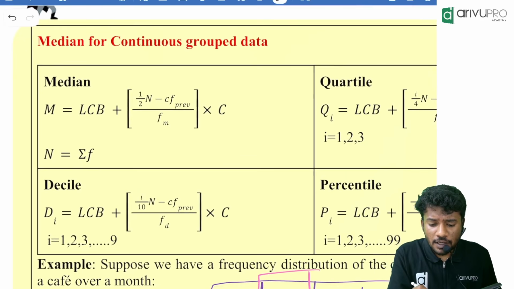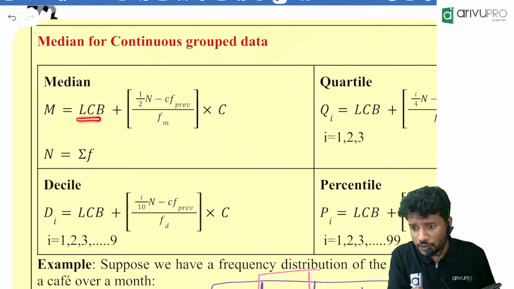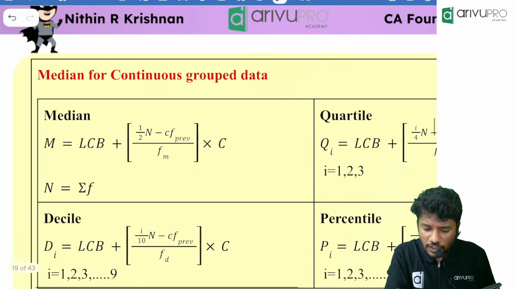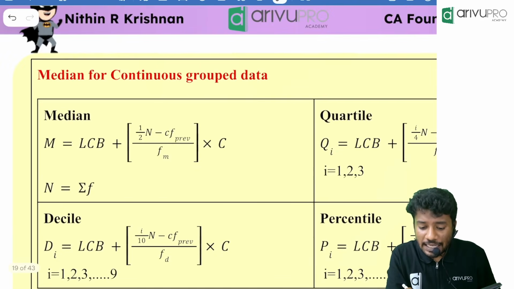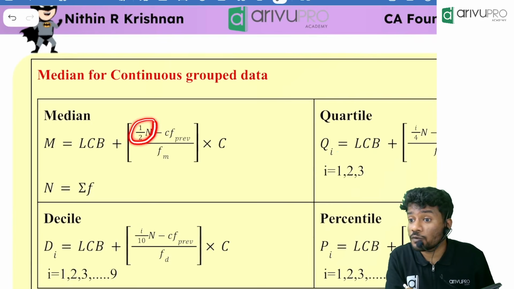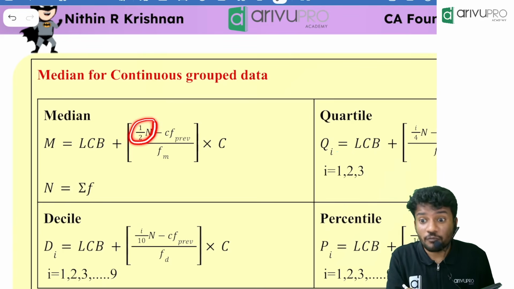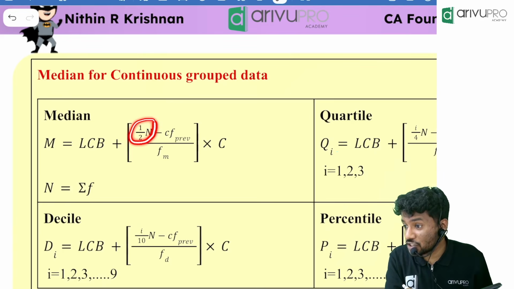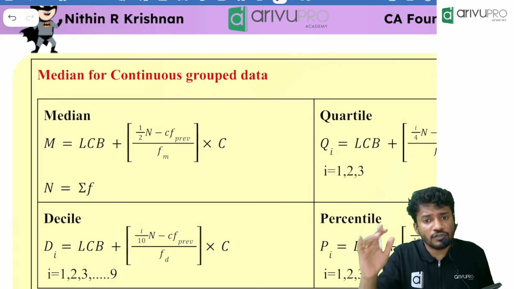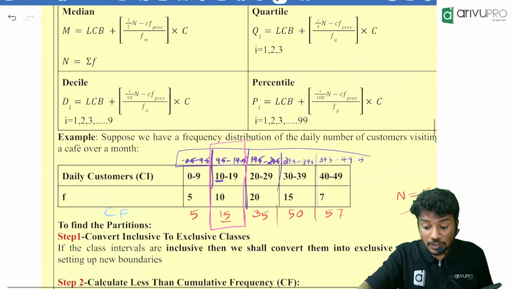For one by one, I'll show you the formula. The formula is lower class boundary. What is the lower class boundary over here? 9.5. Lower class boundary plus, if it is median, we will use n by 2. We already found n by 2. Whenever we want to find the partition class or median class, we find n by 2 minus cumulative frequency of the previous class. Now first we will talk with respect to this question.